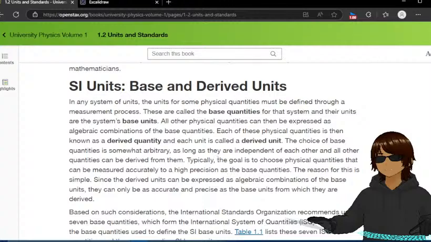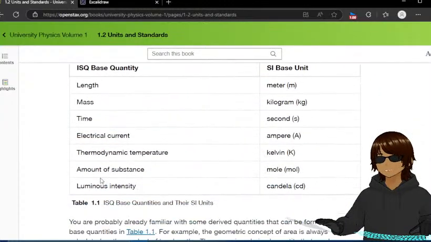Typically, the goal is to choose physical quantities that can be measured accurately to a high precision as the base quantities. The reason for this is simple. So these are the base quantities: length, meter; mass, kilogram; time, second; electric current, ampere; thermodynamic temperature, kelvin; amount of substance, mole; and luminous intensity, candela.